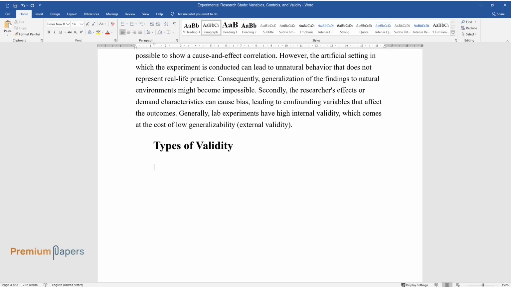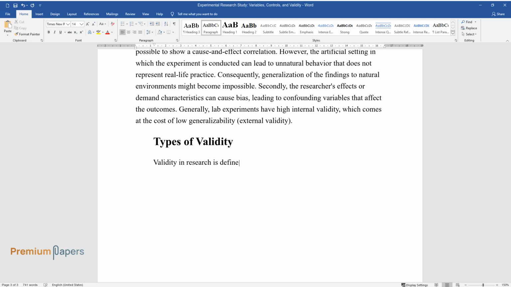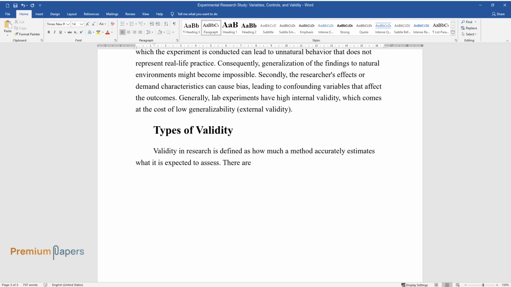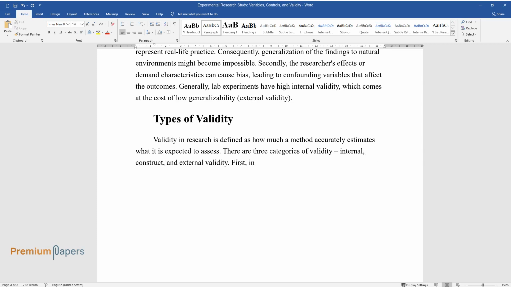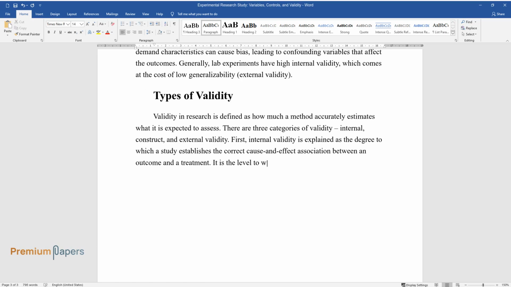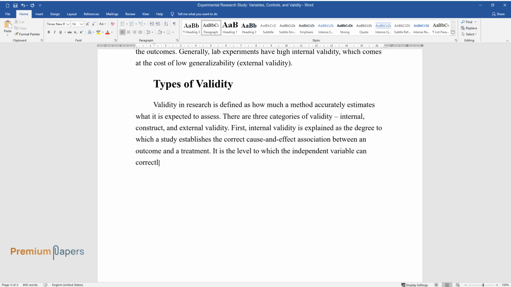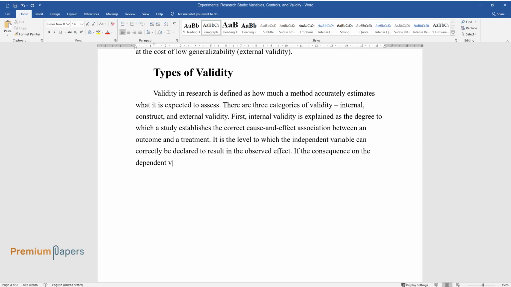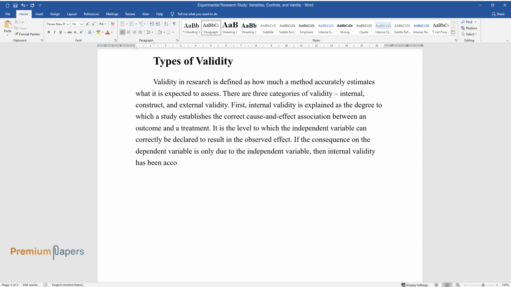Types of validity. Validity in research is defined as how much a method accurately estimates what it is expected to assess. There are three categories of validity: internal, construct, and external validity. First, internal validity is explained as the degree to which a study establishes the correct cause and effect association between an outcome and a treatment. It is the level to which the independent variable can correctly be declared to result in the observed effect. If the consequence on the dependent variable is only due to the independent variable, then internal validity has been accomplished.